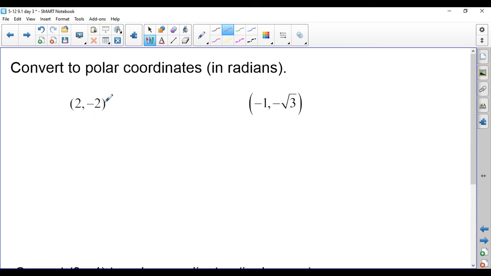So here's my approach to doing these. I have the point (2, -2). I'm going to draw that point. (2, -2) means I go over 2 and then down 2. It's a point here where I have gone over 2 and down 2. I want to find the name for that point by finding r and theta. So I'm going to connect from the pole, from the origin, out to my point.